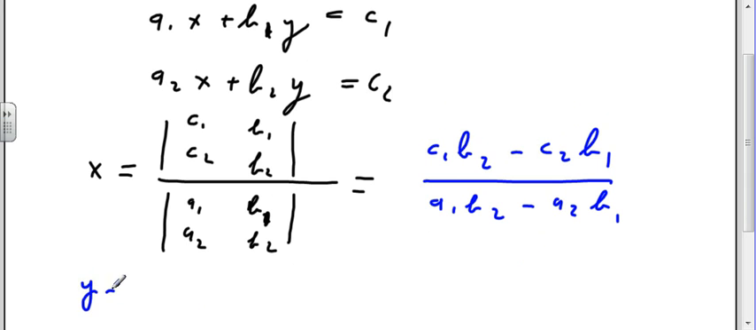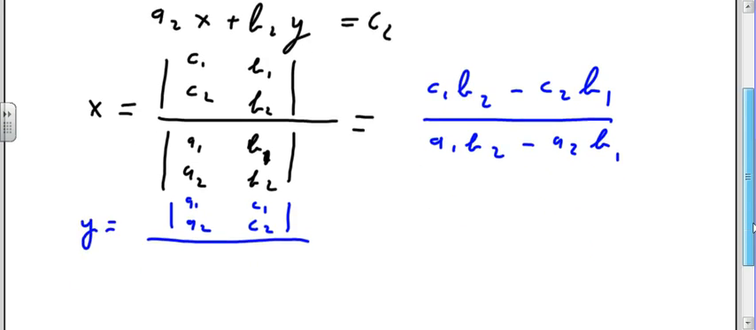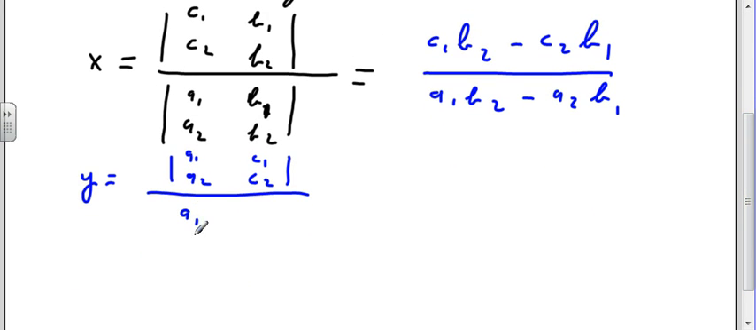And I can do the same thing for y. Y is going to be on the top. I'm going to keep my a1, a2, and I'm going to substitute what's on the other side of the equal sign, c1 and c2. And on the bottom, I'm going to keep the same guy, so I only have to calculate him once. Once I solve him for x, I can just use that same number over again in my y guy, and everything's going to be fine.